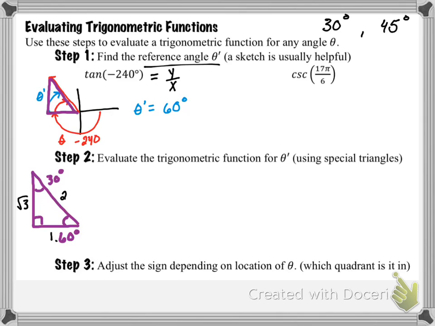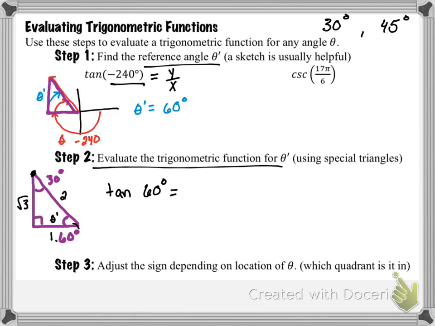So what that can do is help me find this xy coordinate here. So we know this xy coordinate is going to be (-1, √3). So we want to evaluate the trig function for our theta prime, which is right here. We can actually find the tangent of negative 240 by finding the tangent of 60 degrees. So we find the tangent of 60 degrees in step 3.